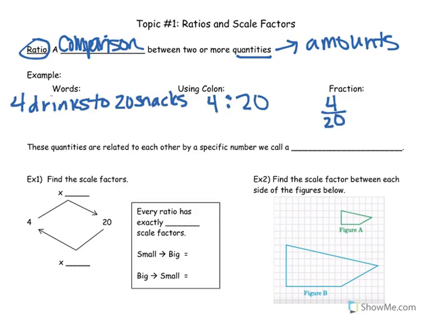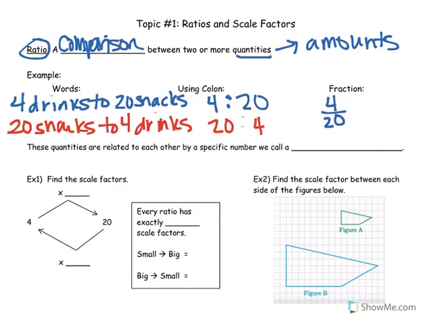Now, that ratio is different than this ratio that I'm about to write. If I say 4 drinks to 20 snacks, that's different than 20 snacks to 4 drinks. Right? So the order matters when I'm finding ratios. So as a colon, I would put the 20 first, 20 to 4, and then in the fraction, the 20 would now go in the numerator, 20 over 4.